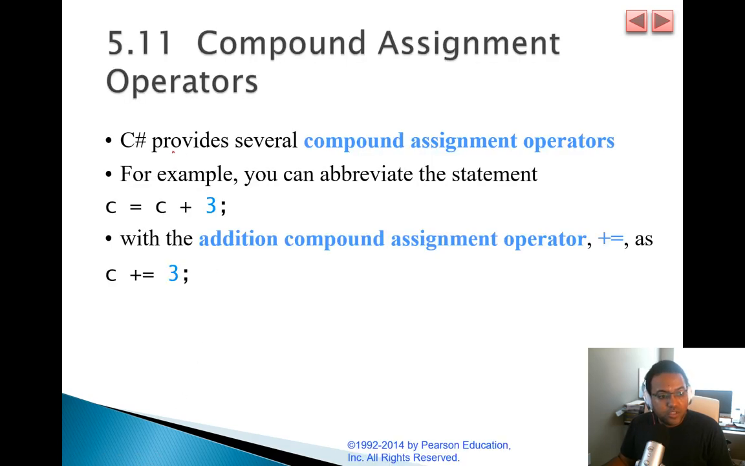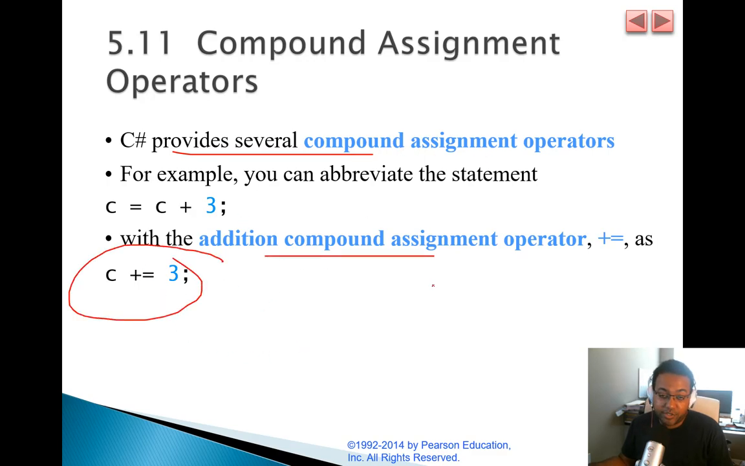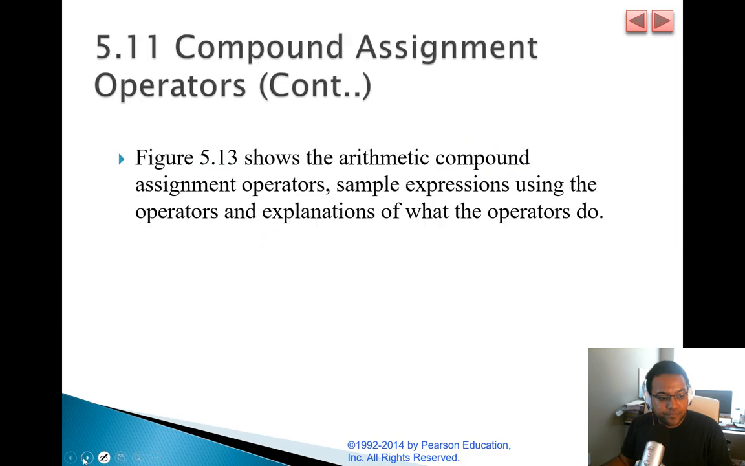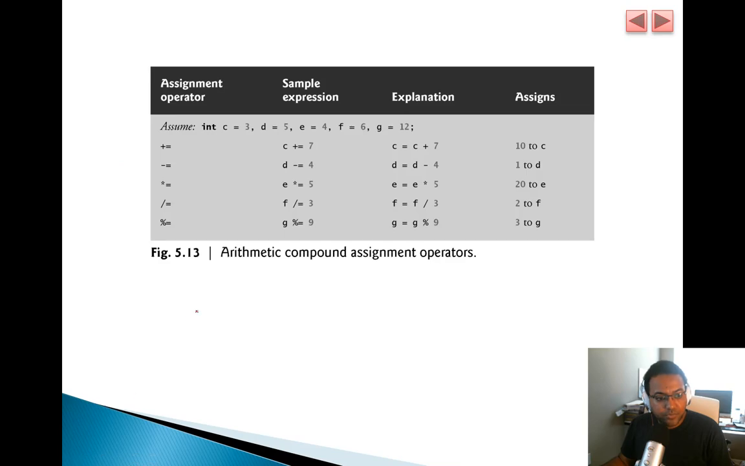So, C# provides several compound assignment operators, and we've talked about this. I'm not going to say it again, or I guess I could, but I'd be insulting your intelligence. So there's plus equals, minus equals, multiply equals, divide equals. So 5.13 shows the arithmetic compound assignment operators and sample expressions using the operators and explanations of what the operators actually do.